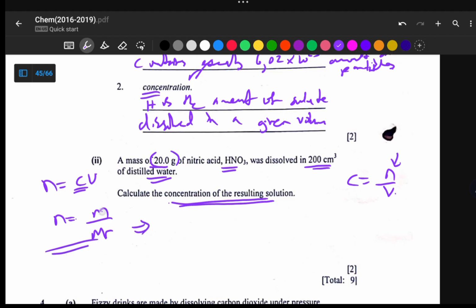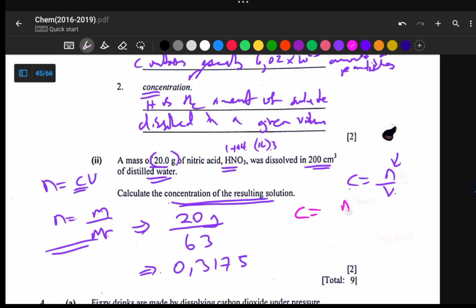So n, the mass, 20 grams, right? 20 grams divided by the Mr. So Mr for nitric acid, we are adding 1 plus 14 plus 16 by 3. So we go straight to our calculator, and we are going to have 63. So to divide this, we are going to have the number of moles being equal to 0.3175 moles, right? And then to calculate the concentration, we are now saying C is equal to n over V.